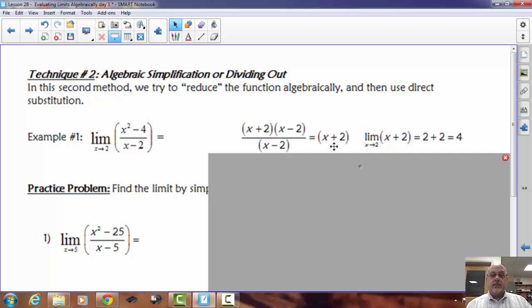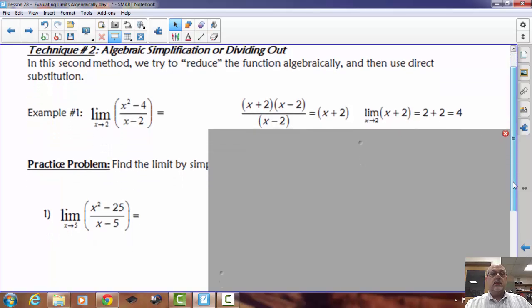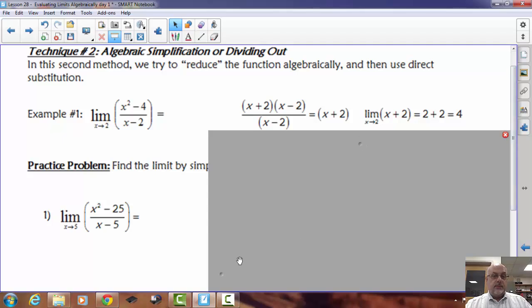Now we do direct substitution. So we're looking to find the limit as x approaches 2 of x plus 2, and when we substitute in, we find that 2 plus 2 is 4. That's the limit of the function. So if you need to go back and replay this, replay it at this point. But the factoring that we've been doing now is going to be coming into play because we need it to reduce the fractions to simplify the limits.